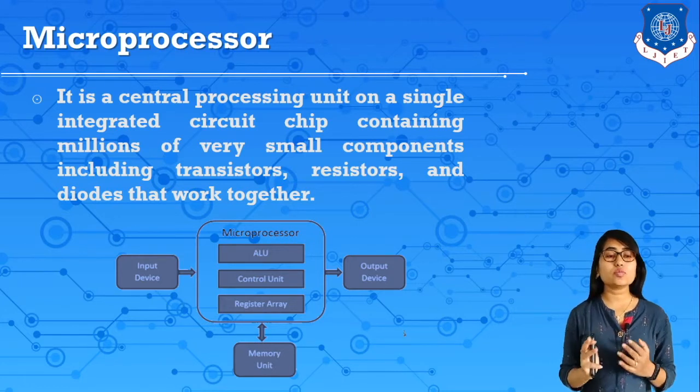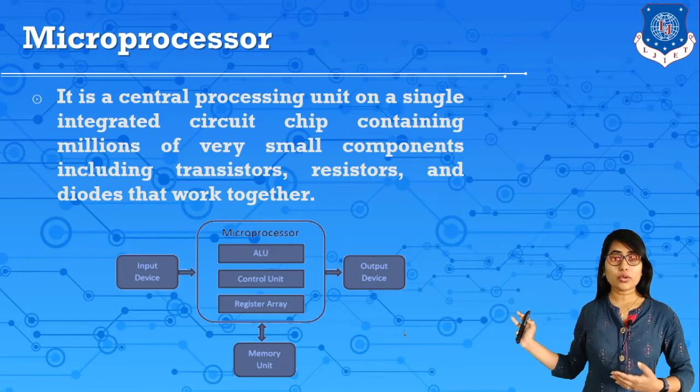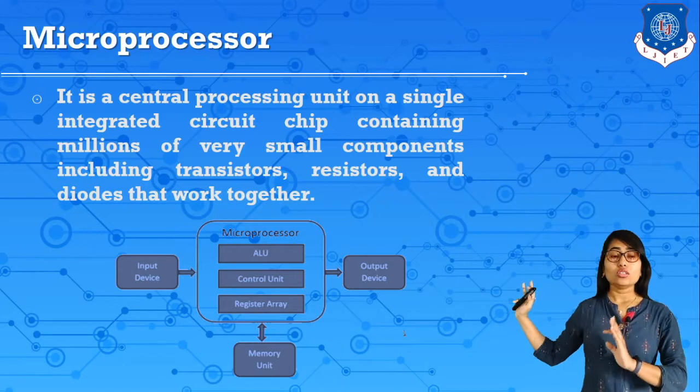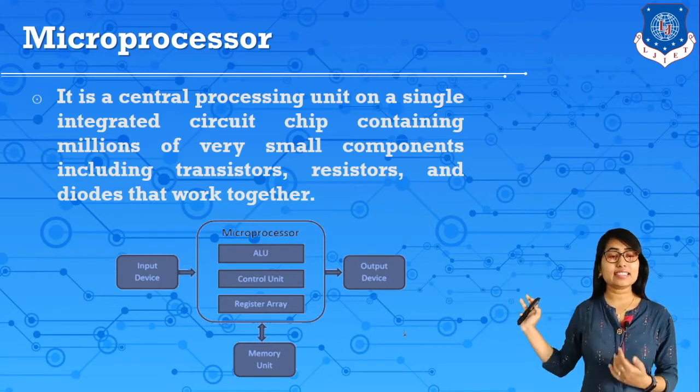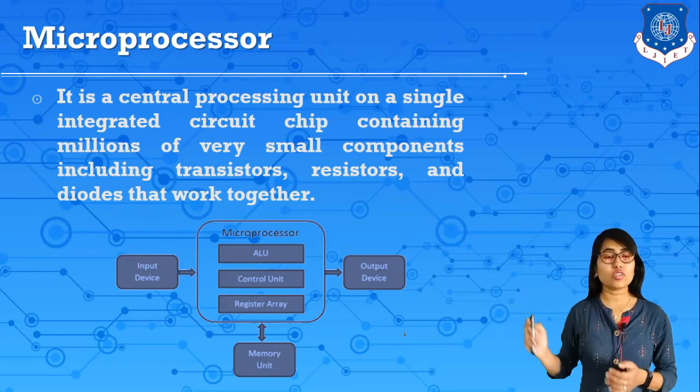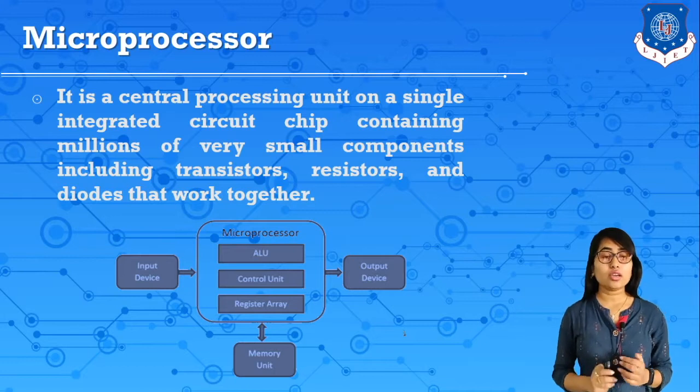So this is basically a standard computer in which we use this microprocessor. This microprocessor performs its task with its basic components. So here in a processor we have the basic components that are the arithmetic logic unit, control unit and register array.